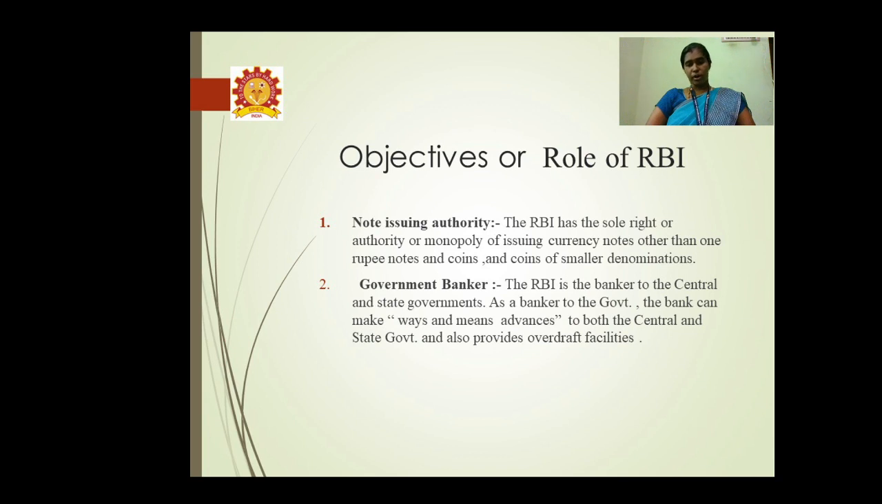Objectives or roles of RBI. Note issuing authority. The RBI has the sole right, authority, or monopoly of issuing currency notes, other than one rupee notes and coins of smaller denominations. Government banker. The RBI is the banker to the central and state governments. As a banker of the government, the bank can make ways and means advances to both the central and state governments and also provides overdraft facilities.